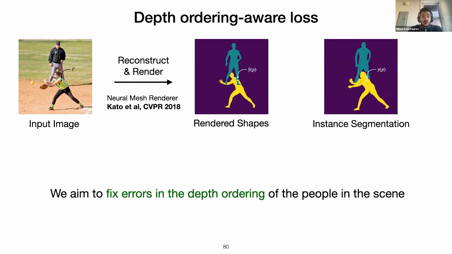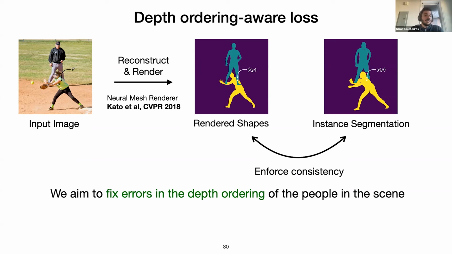We aim to fix errors in depth ordering of the people in the scene by enforcing the consistency between the holistic rendering and the instance segmentation. If a pixel is annotated to belong to person 1, but we render it on the silhouette of person 2, it means that we need to put person 1 closer to the camera in the reconstruction and push person 2 further away. So this will improve the depth ordering of the people in the scene.